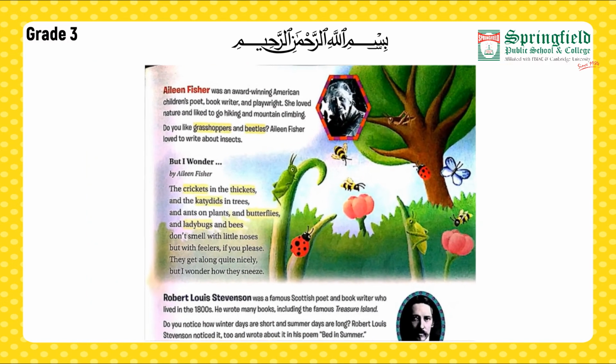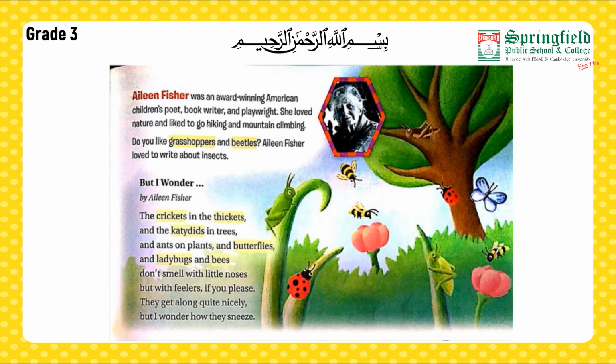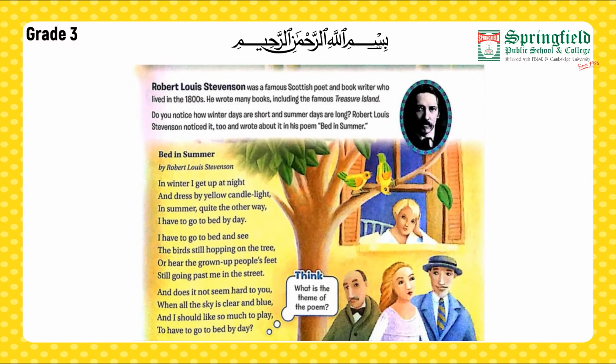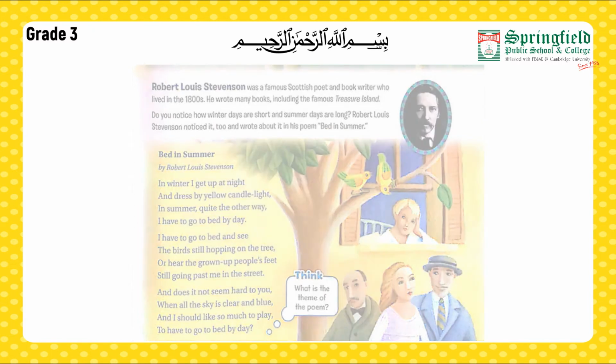Aileen Fisher is the next poet. She is an award-winning poet and a nature lover. She wrote poems about nature and its surroundings. And the last poet, Robert Louis Stevenson, is a famous poet who wrote many books including the famous Treasure Island. So in this poem, he is indicating the difference between summers and winters, that how in summers he goes to bed early. I hope you enjoyed learning about these poets and their famous poems.